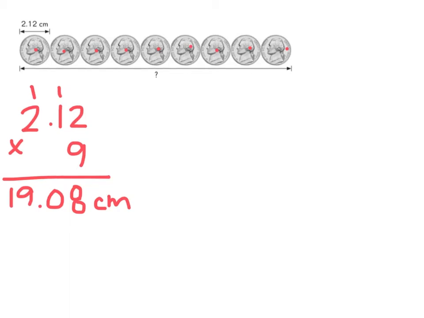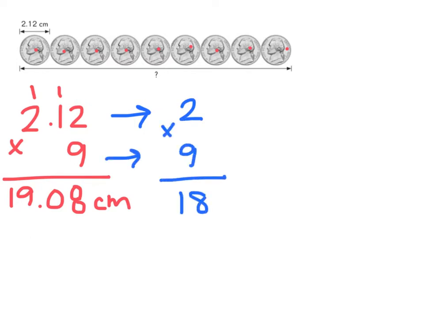Let's quickly estimate to see if our answer is reasonable. 2 12/100 would round to 2. 9 stays 9. 9 times 2 is 18. That's pretty close to 19.08 centimeters.